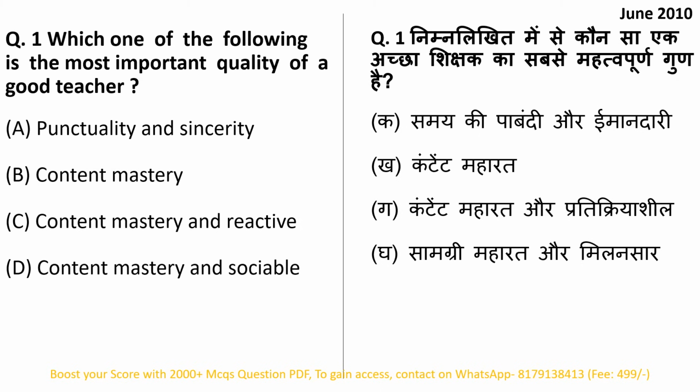So the first question that was asked here is, which one of the following is the most important quality of a good teacher? The question is asking what defines a teacher to be good. Punctuality, sincerity, content mastery and reactive, content mastery and sociable. The right answer to this question is option C, content mastery and reactive. Content mastery means the teacher should know the subject very well, and reactive means that the teacher reacts to the students, trying out different things and tailors the teaching experience.